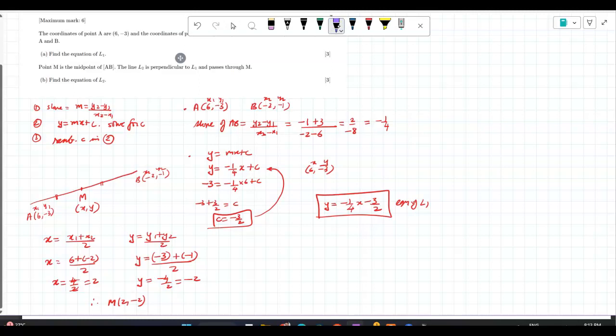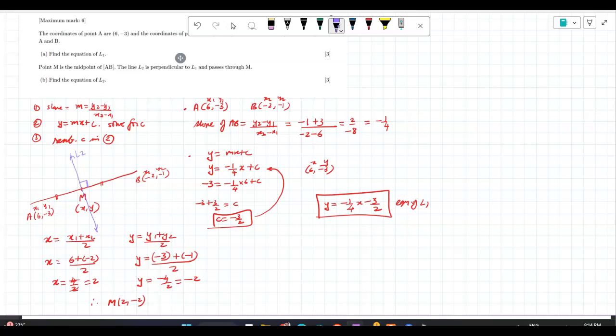L2 is perpendicular to L1 and it passes through M. So your purple line is the second line, L2. It is perpendicular and passes through M. So you have to find this equation. Find the equation of L2.